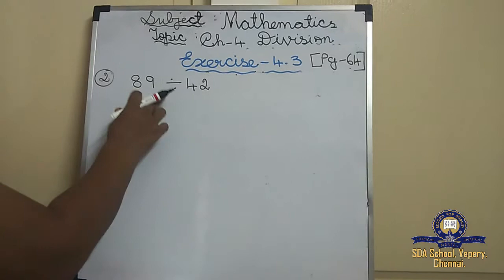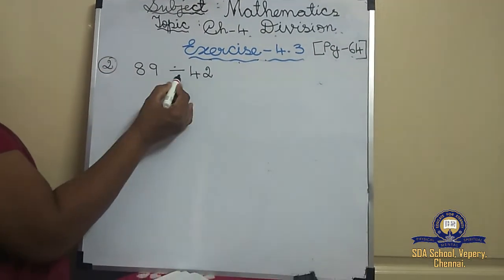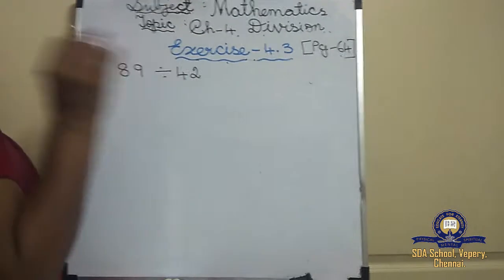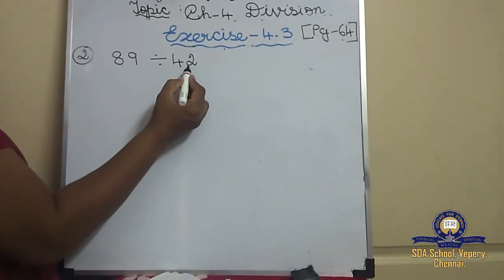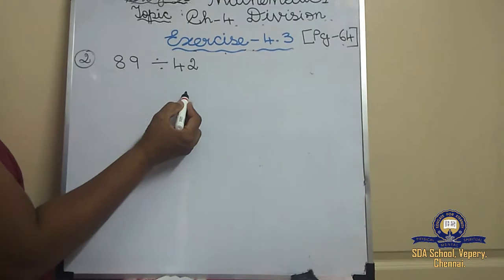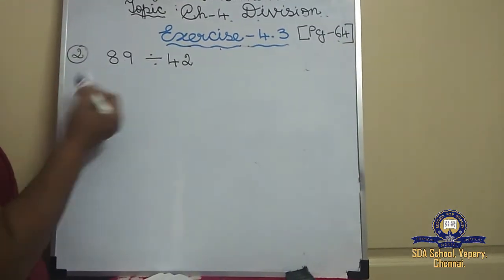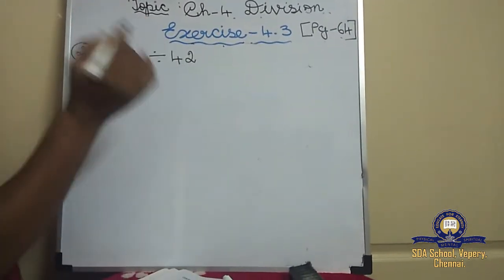Okay, children, we'll do the second sum. 89 divided by 42. So what's the dividend, children? This is dividend and this is divisor. You should not forget. You should not put this inside and you should not put this one outside. You can't divide. Understood, children? You have to be careful.